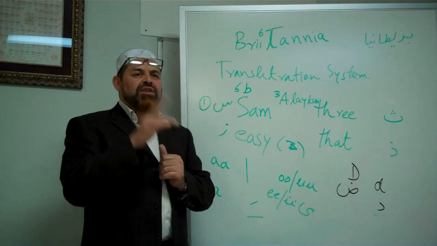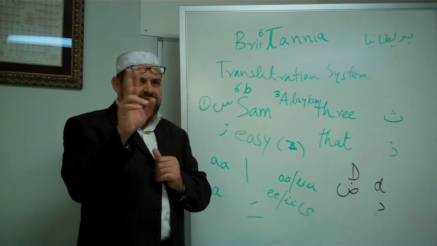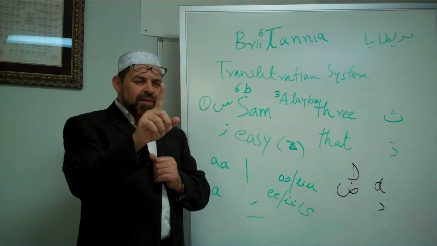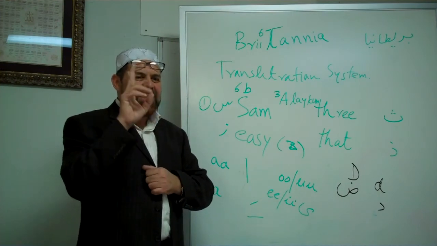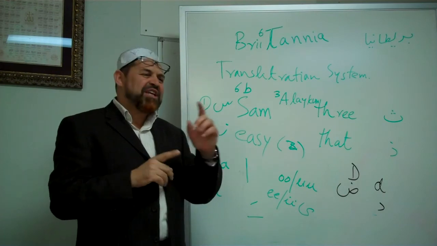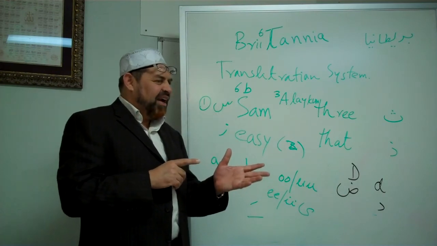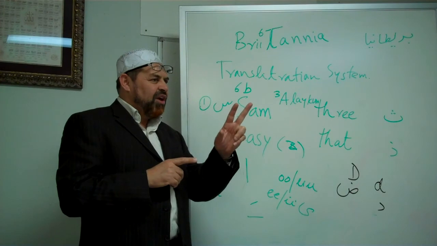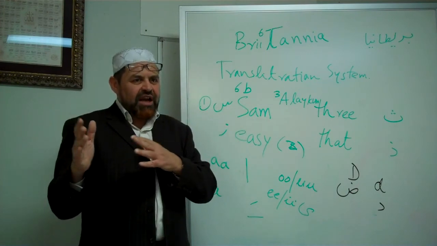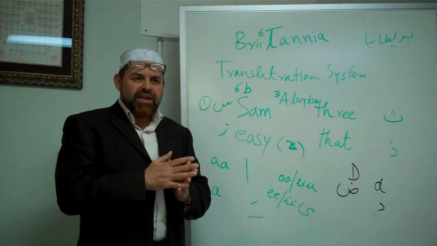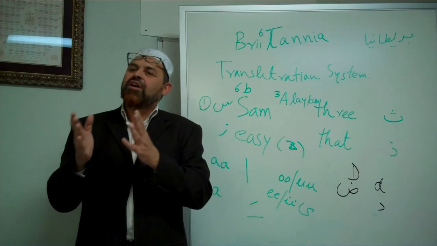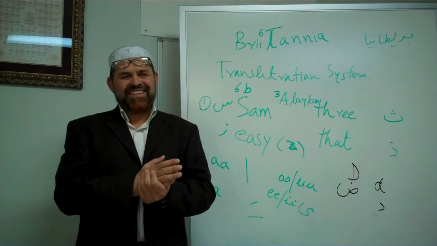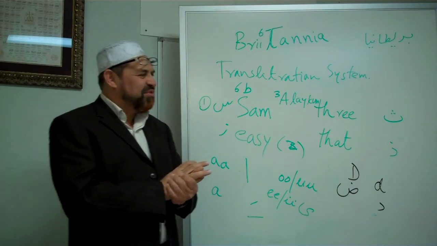And actually these are not two letters. They are the same letter, but they have two different names. Alif has two names. One name of alif is alif and the other name of alif is hamza. And alif has two functions. One is as a consonant and one is as a vowel. So when alif is the vowel, it is called alif. When it is a consonant, it is called hamza. That is the difference. Otherwise it is the same letter.